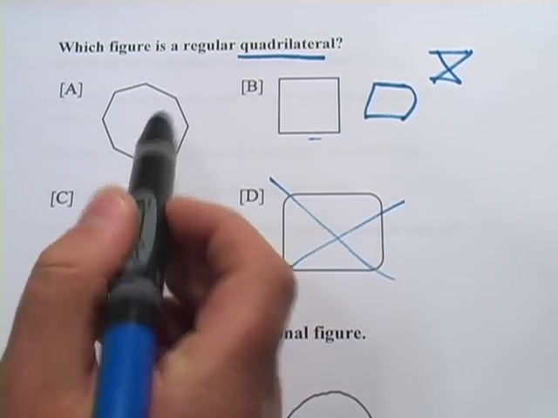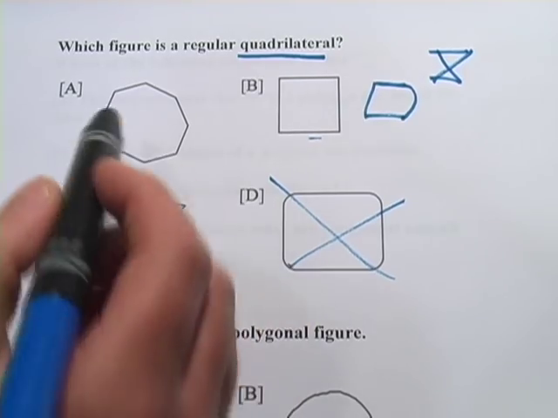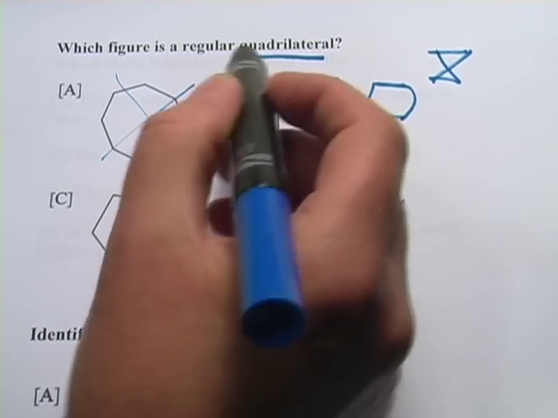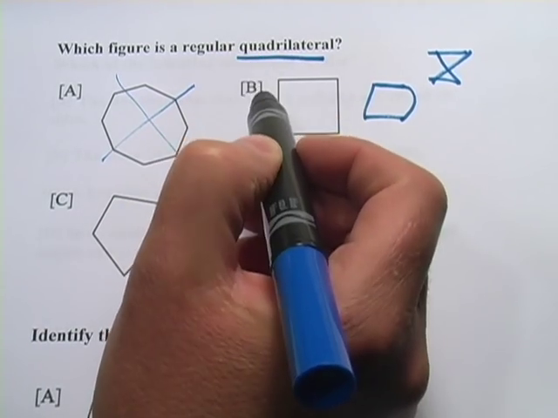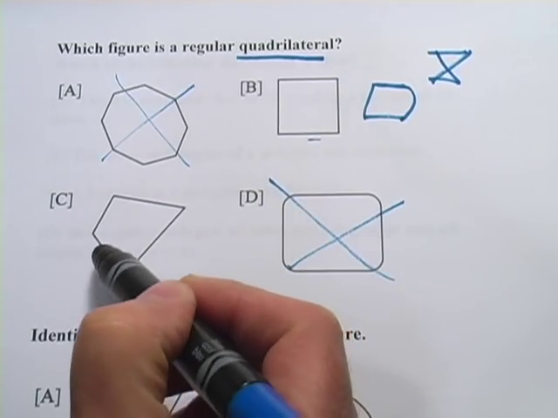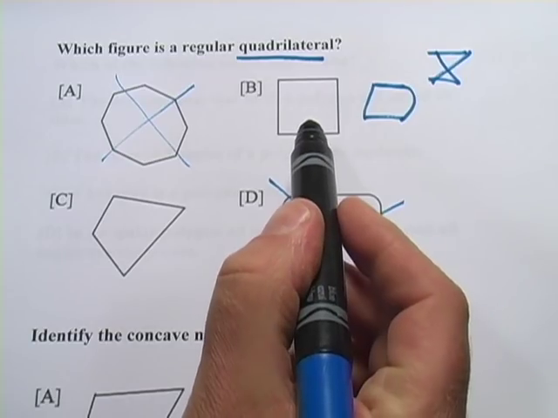And then A looks like 8 sides. So that would be an octagon. You're probably familiar with that term too. So that's not a quadrilateral. Quad has 4 sides. Quad means 4, lat means side. Now B and C, they both have 4 sides. 1, 2, 3, 4, and a square has 4 sides. So which one is the right answer here?